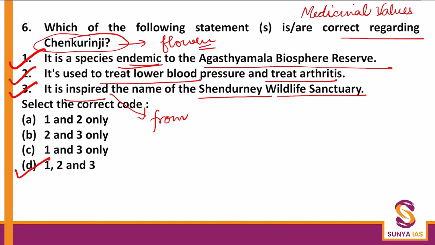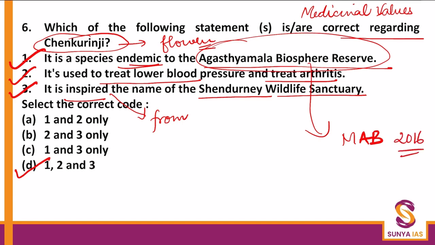Now, Agasthyamala Biosphere Reserve has become part of MAB, Man and Biosphere, part of the World Network of Biosphere Reserves. In which year? In 2016. A question has already been asked about Agasthyamala Biosphere Reserve. Three wildlife sanctuaries are there in it. Shendurney Wildlife Sanctuary, Peppara and Neyyar. Shendurney, Peppara and Neyyar. The question has been directly asked by UPSC. One tiger reserve, Kalakkad Mundanthurai.